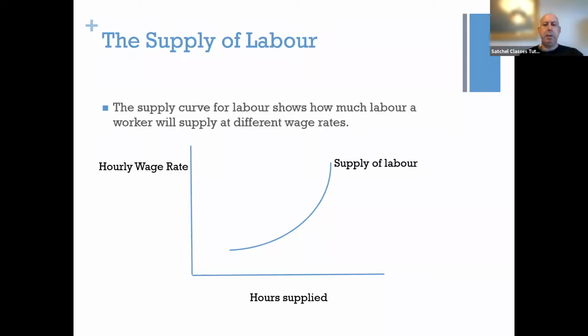Here we can see the supply of labour illustrated as a curve on a graph with the axes of hourly wage rate and the hours supplied. As you can see, as we move up the wage rate axis, our supply of labour increases. So the higher the wage, the more willing the labour force are to work and do additional hours, which I'm sure you may have had some personal experience of.